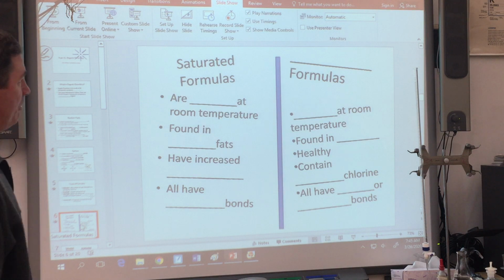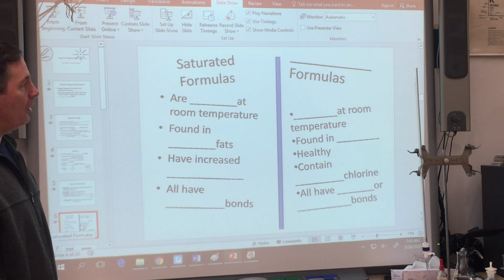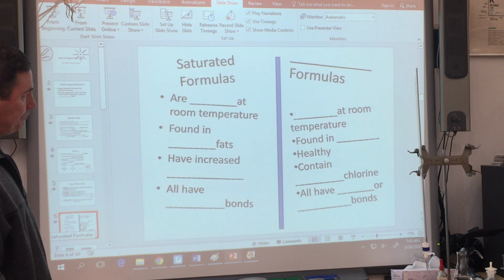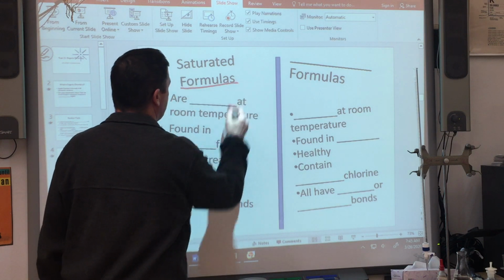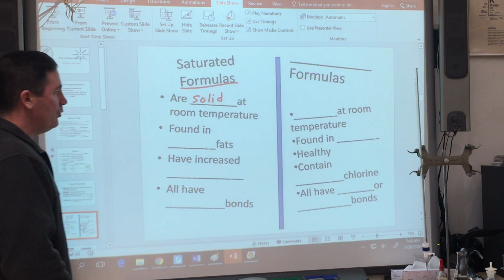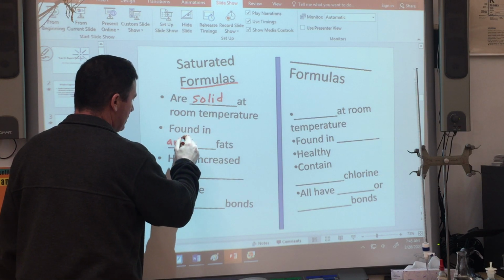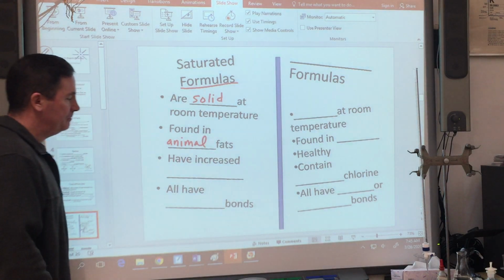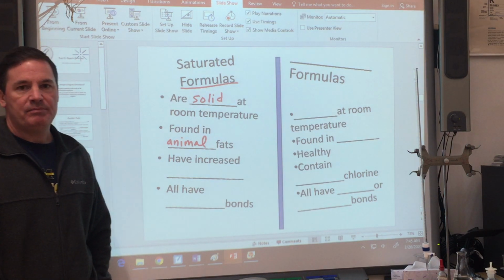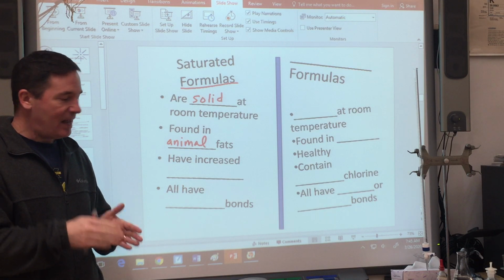Now this may be a recap from biology. There are 2 different kinds of fats that you learned about in biology, saturated and unsaturated. We're going to generalize it a little bit more. Saturated formulas are carbon-based compounds that are solid at room temperature. An example would be those that are found in animal fats. So butter, for example. Butter is basically animal fat, and at room temperature it's solid.